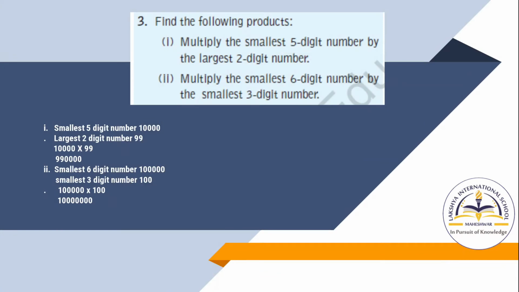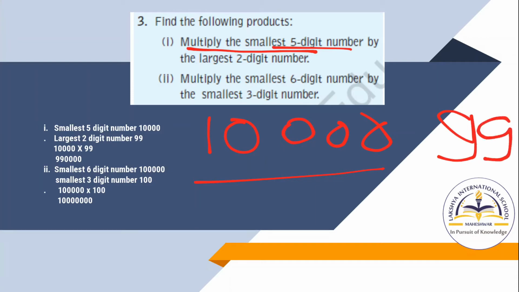Now question number 3, find the following products. Multiply the smallest 5 digit number by the largest 2 digit number. First, the smallest 5 digit number is 10000. The largest 2 digit number is 99, because 99 plus 1 is 100, which is a 3 digit number. So the largest 2 digit number is 99. Now you just multiply both these numbers.